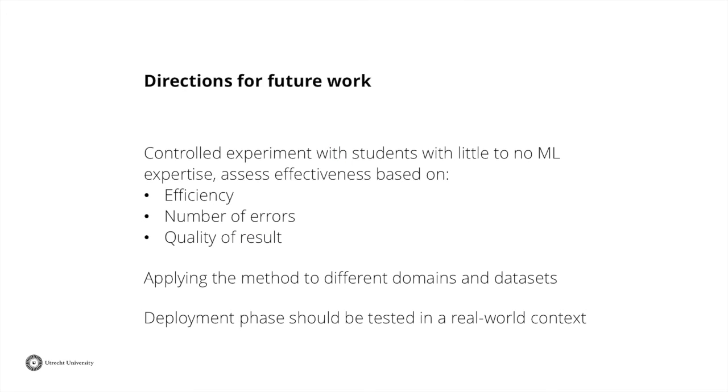In the near future, we plan on conducting a controlled experiment with students with little to no machine learning expertise. The students will be given an action recognition assignment. The experimental group will make use of the DARC method throughout their work, while the control group will work without it. We can then assess the effectiveness of the method based on the efficiency of the students, the number of errors we detect in their work, and the quality of the resulting classifier.